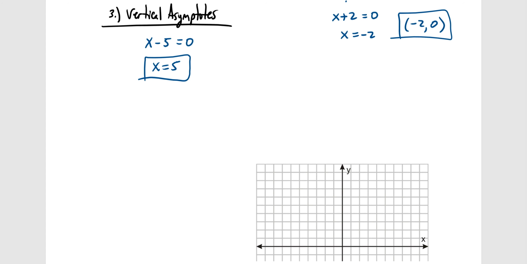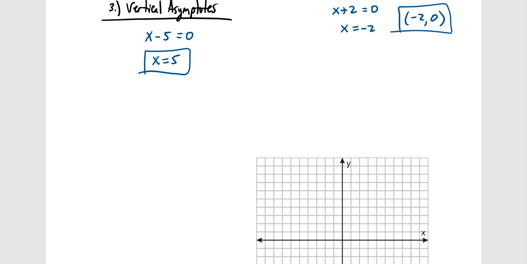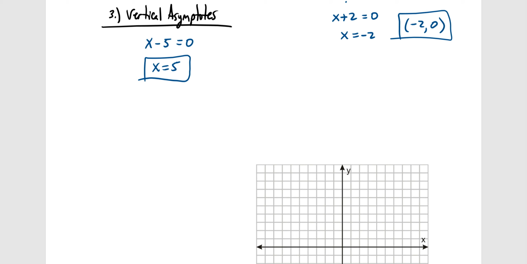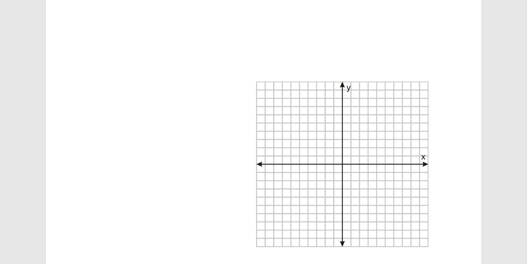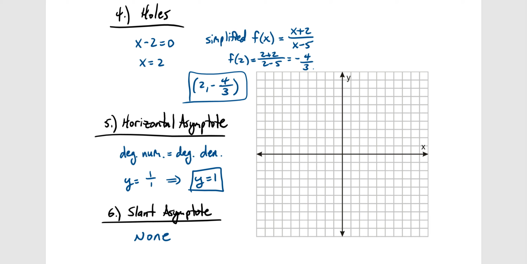Okay, so next I'll just fill in the holes and the horizontal asymptote and slant asymptote. So we have a hole at x equals 2, which gives us the coordinate 2, -4/3. Horizontal asymptote at y equals 1, which is the ratio of their leading coefficients because the degrees were equal. And there's no slant asymptote. So let's graph what we have here.